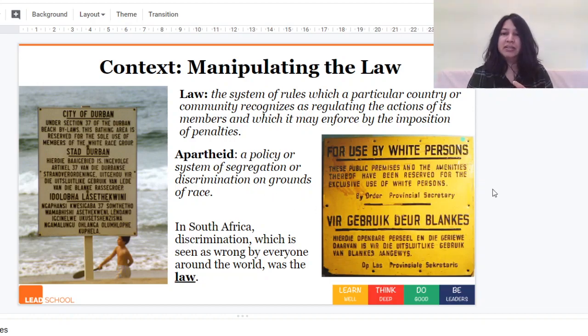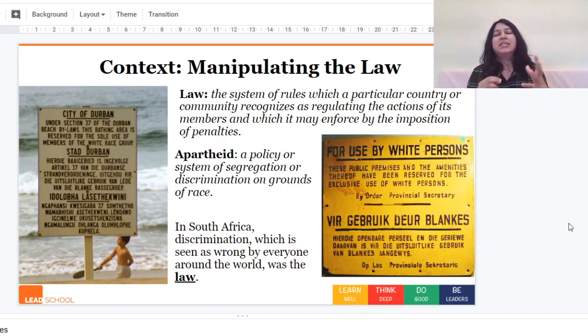And if we look at this sign, for use by white persons, these public premises and the amenities thereof have been reserved for the exclusive use of white persons. So by law, no one else was allowed to use the public amenities, things that were of the land for use by everyone, but only white people could use some of those amenities. So in South Africa, discrimination, which is seen as wrong by everyone around the world, was the law. So this actually points to manipulating the law to do injustices.